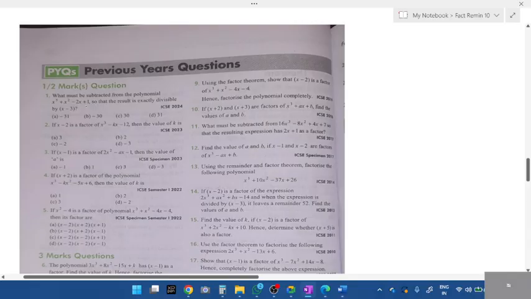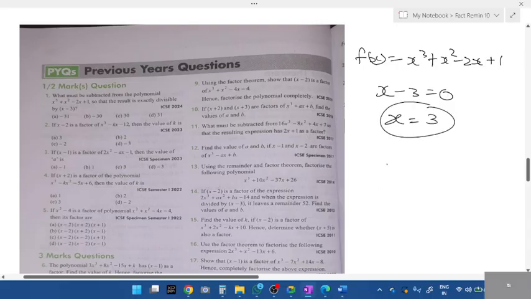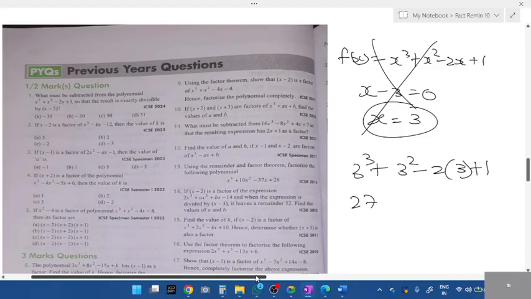But for an algebraic statement, you have to take f(x). This f(x) is x³ + x² − 2x + 1. x − 3 = 0. What is the x value, students? x = 3. Just substitute. This is an MCQ question. Steps are not required. We just need to take x and substitute. You can directly write the statement: 3³ + 3² − 2 × 3 + 1. 27 + 9 − 6 + 1. What's the answer, students?